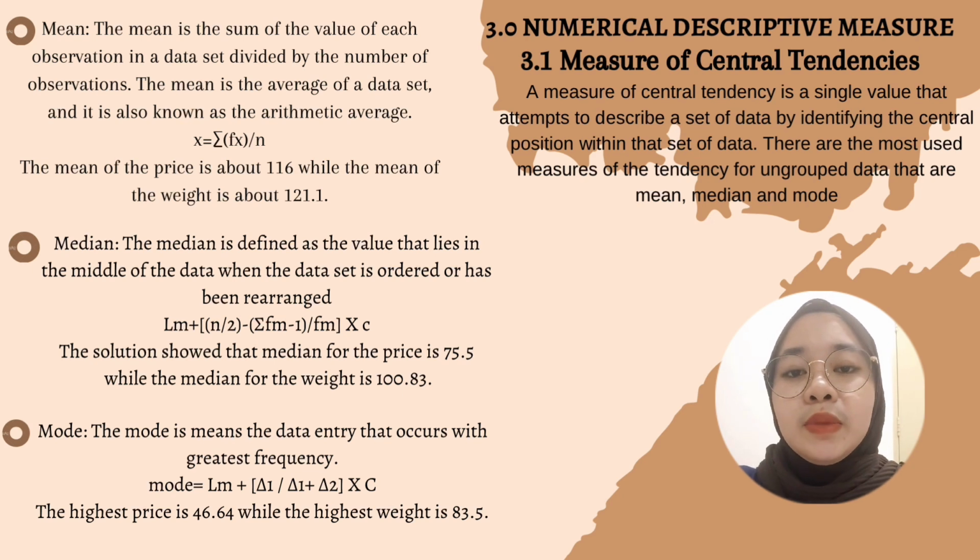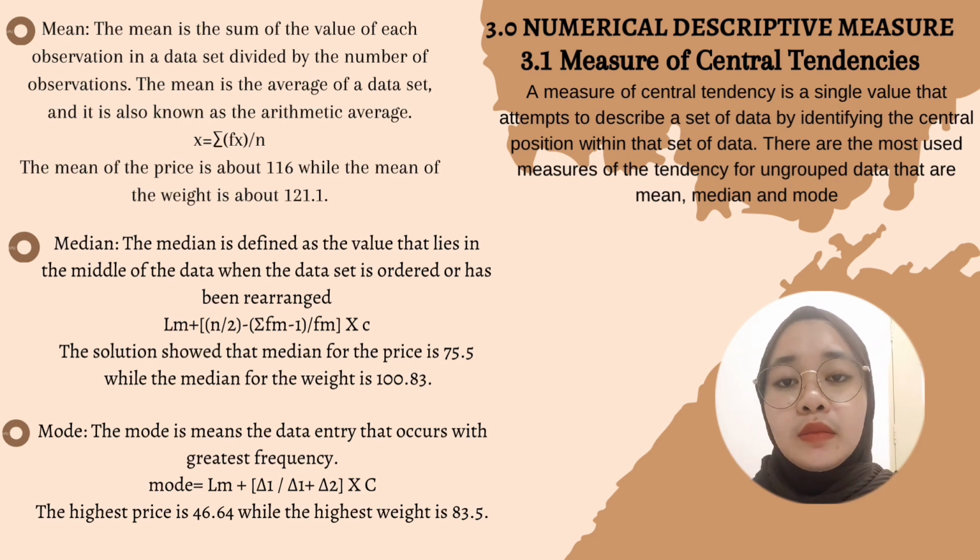The mean of the price is about 116, while the mean of the weight is about 121.1. For median, the median is defined as the value that lies in the middle of the data when the data set is ordered or has been rearranged. The solution shows that the median for the price is 75.5, while the median for the weight is 100.83.